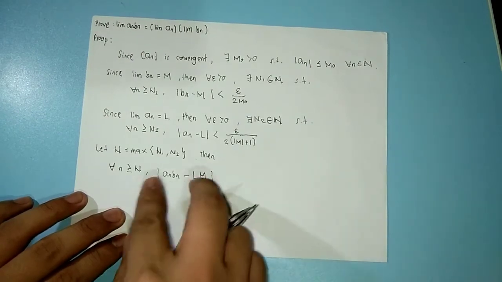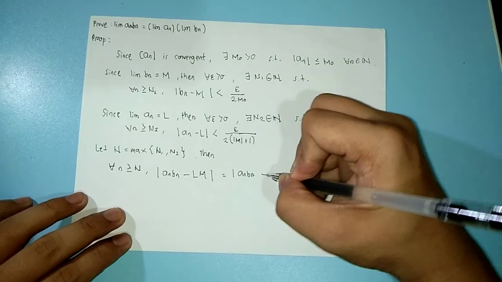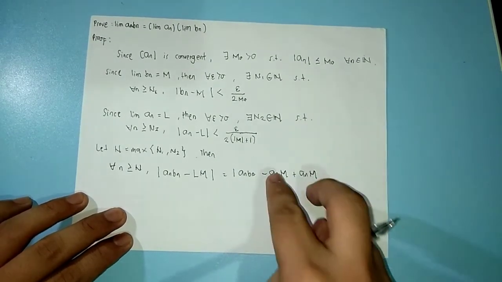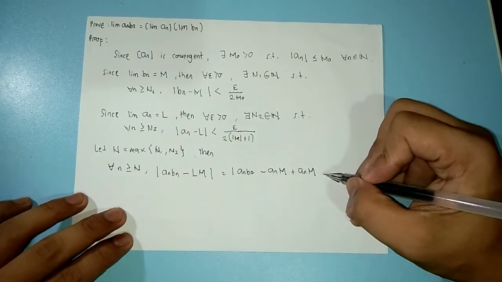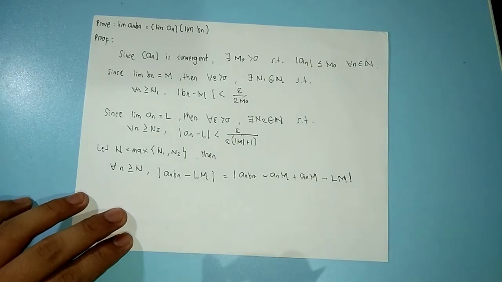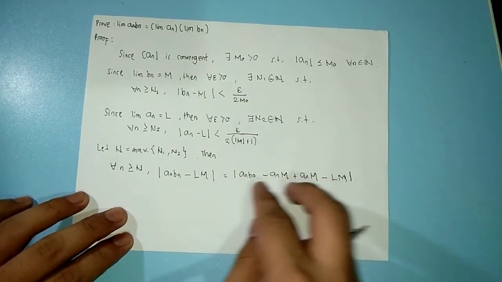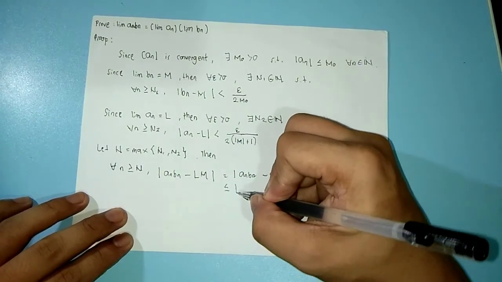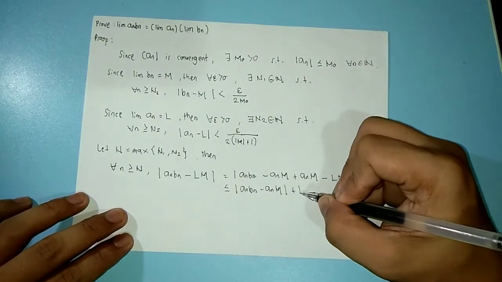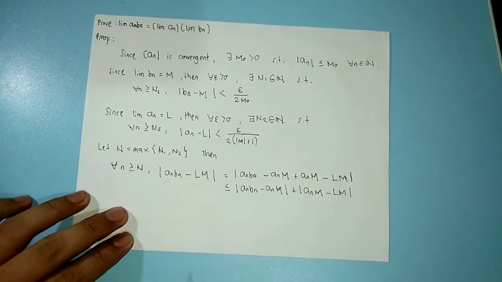Okay? But this is equal to the absolute value of a sub n, b sub n minus a sub n m plus a sub n m. What is this for? We will use that later. Minus lm. Okay? And by the triangle inequality, we can now separate this. So this is less than or equal to the absolute value of a sub n, b sub n minus a sub n m plus the absolute value of a sub n m minus lm.